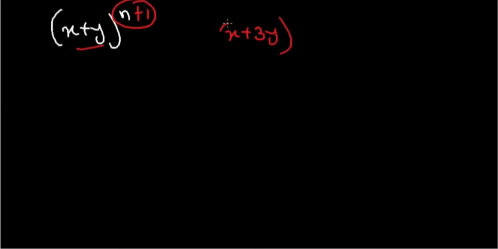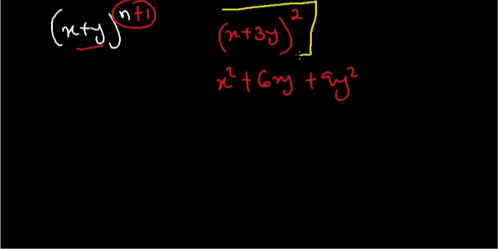For example, if I have x plus 3y raised to power 2, it is obvious that I'm going to be having three terms. That's x squared plus 6xy plus 9y squared. That's what I'm going to get. I'm wondering how I got that, right? This is what I did. Whenever you're having two, it works for only two.